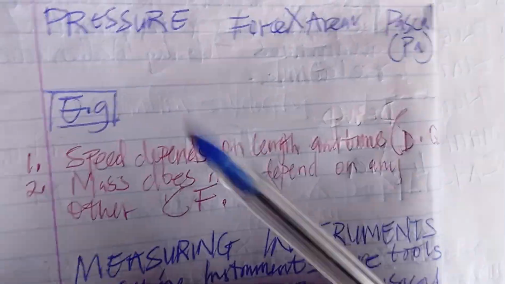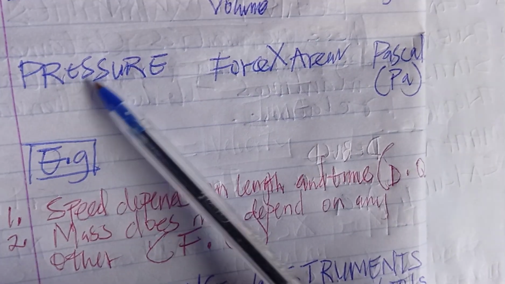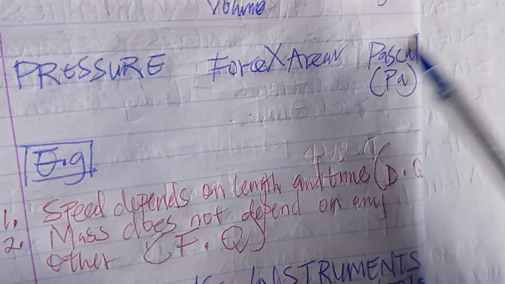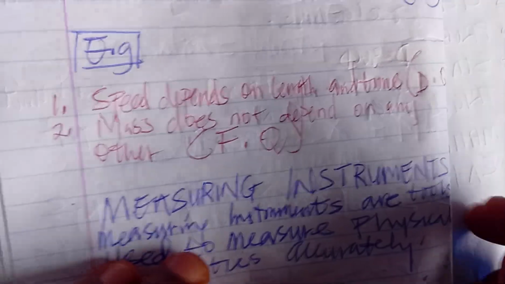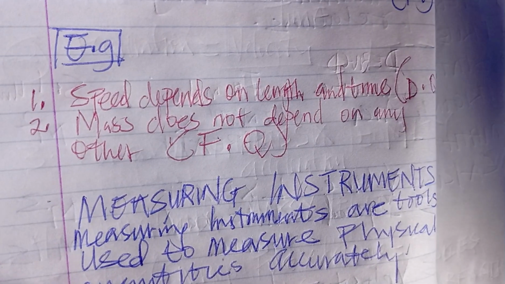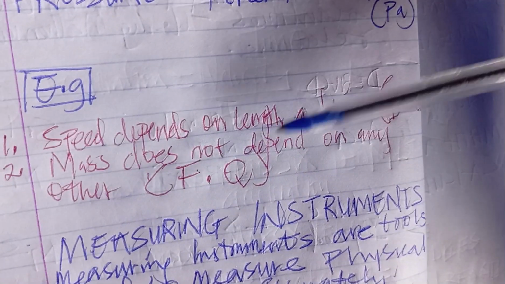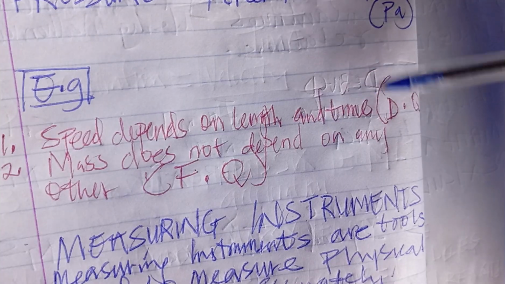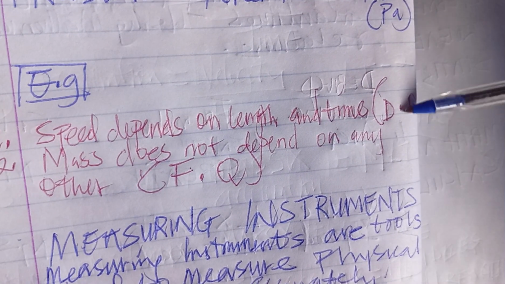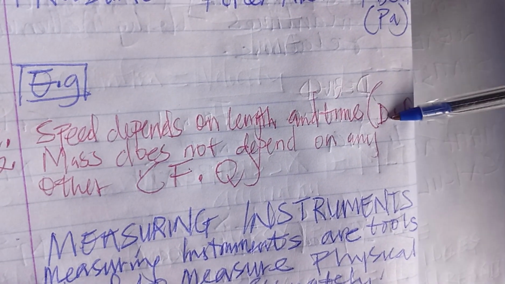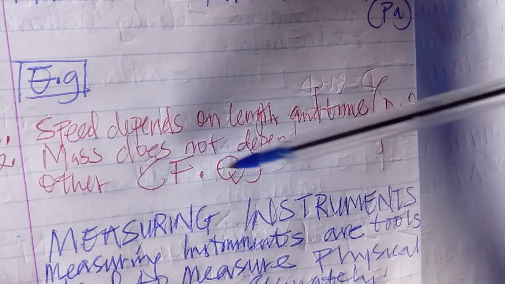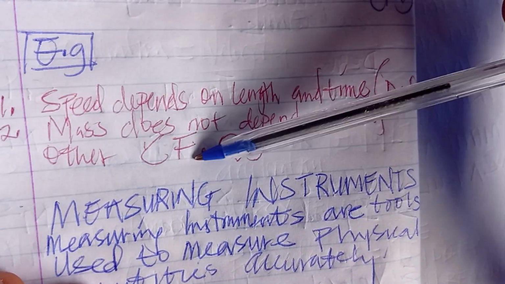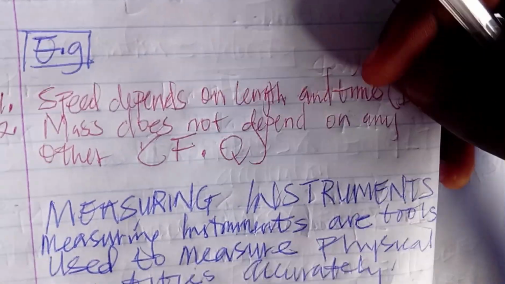Don't forget. Then we look at pressure. Pressure is force over area. The unit for pressure is Pascal. That will be all for this one. Then we talk about speed. Speed depends on time, so it is a derived quantity. Mass does not depend on any other, so it is a fundamental quantity.